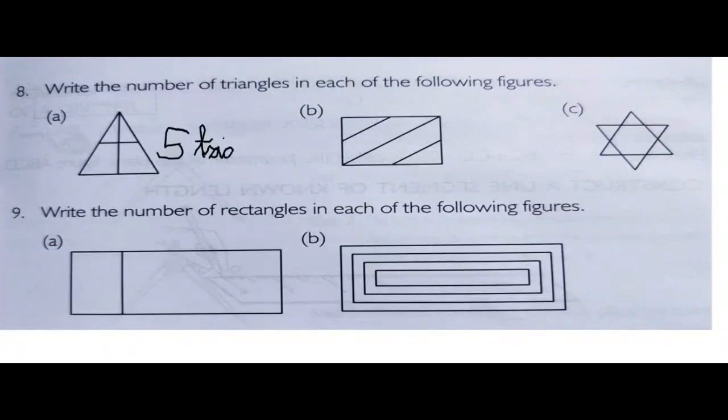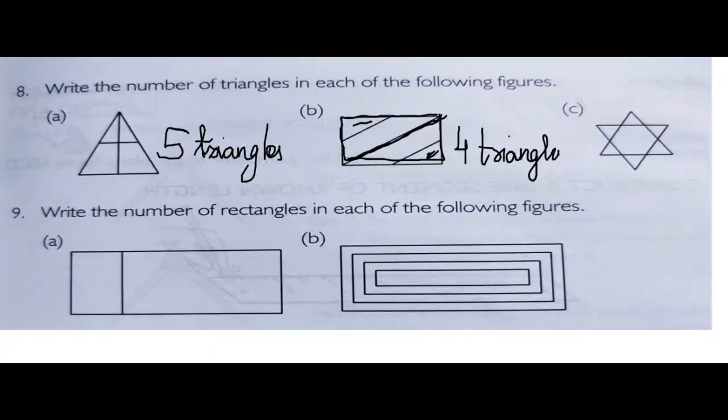Now next, children, here you can see one triangle; this one will form another triangle, 2; this one will form another triangle, 3; and this last one, 4. So here there are 4 triangles, so you will write 4 triangles. In the same manner, children, number C you will do yourself. It is a home assignment for you all.